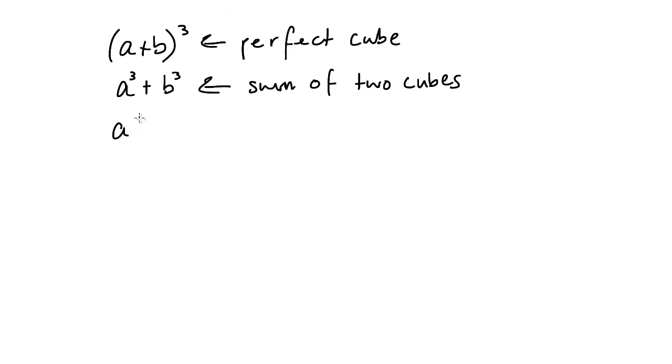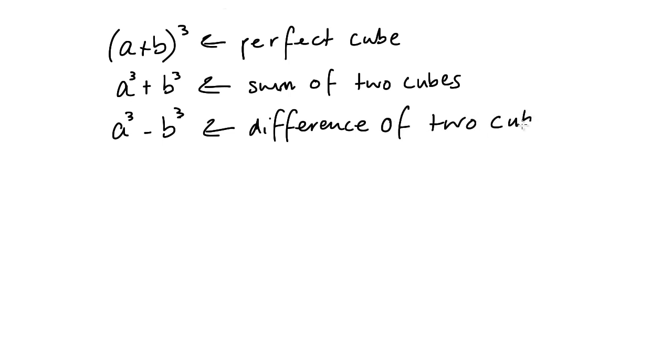And I can also have the difference of two cubes. So a cubed minus b cubed, where difference means minus. This is called the difference of two cubes. And so we have three different types. Remembering that with a perfect cube, I also had (a minus b) cubed. Both of those are perfect cubes, and I went through in the last video and showed you how to expand those.